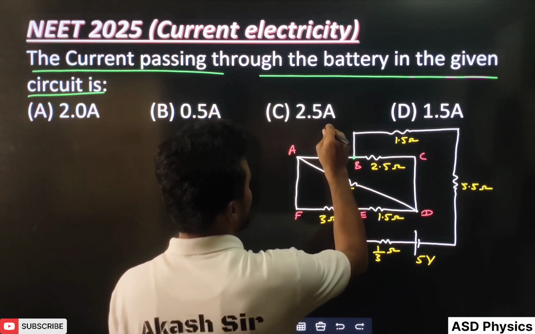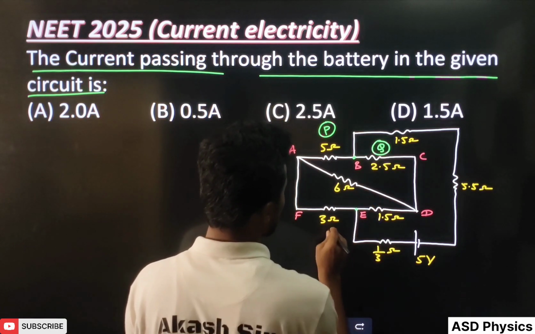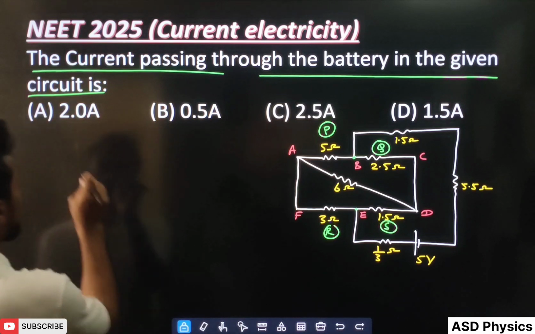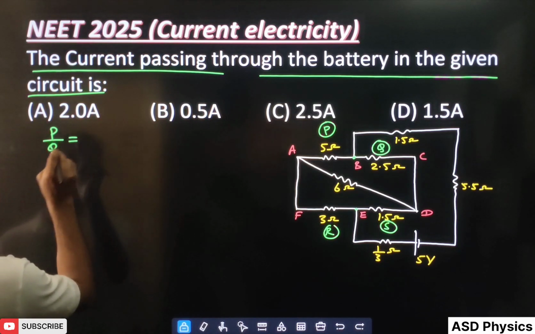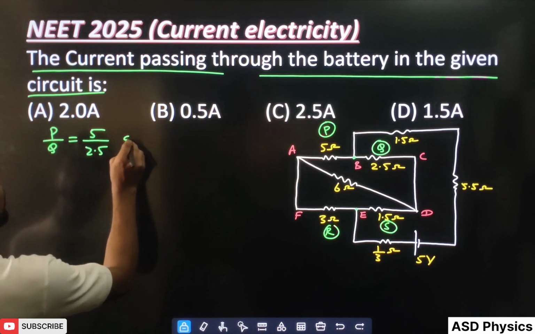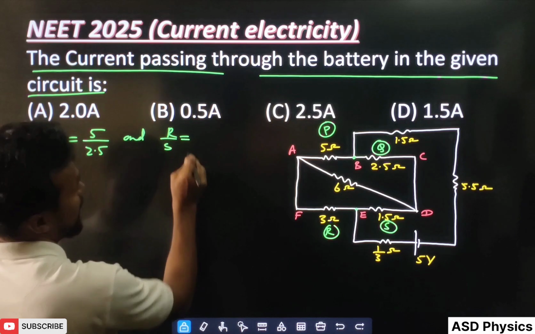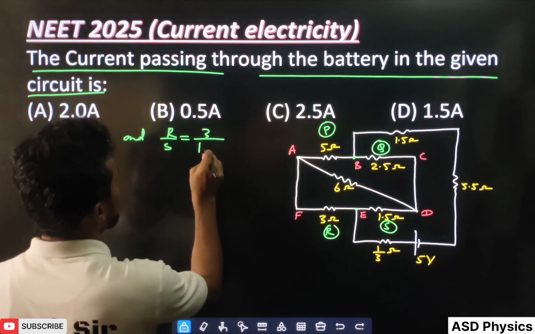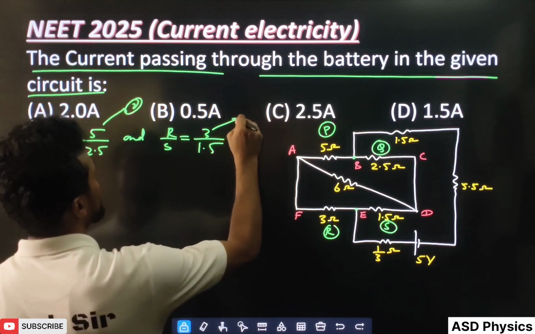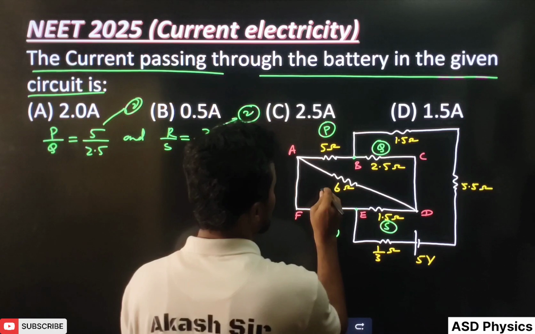If I am writing here, this is P for example, this is Q, this is R, this is S. So when you see P by Q, how much here? 5 by 2.5. And R by S how much here? 3 by 1.5. So you can see 5 by 2.5 is 2, and this is also 2. That means this is a balanced Wheatstone bridge, and in case of a balanced Wheatstone bridge, what will happen here?